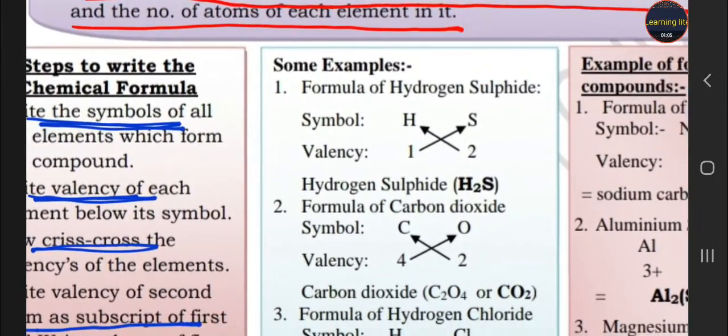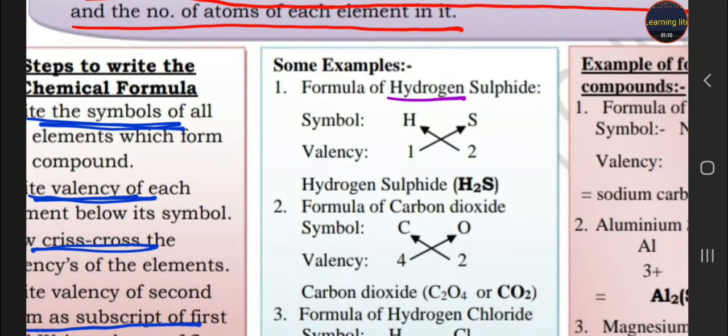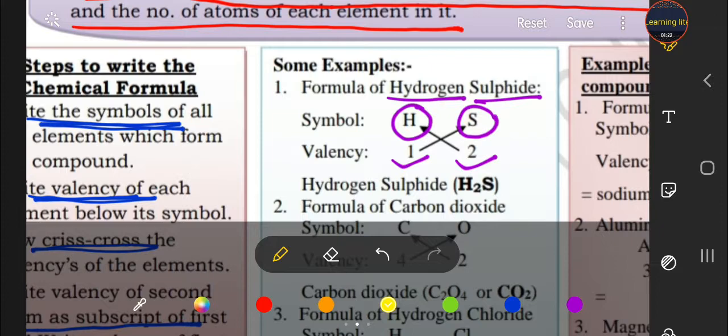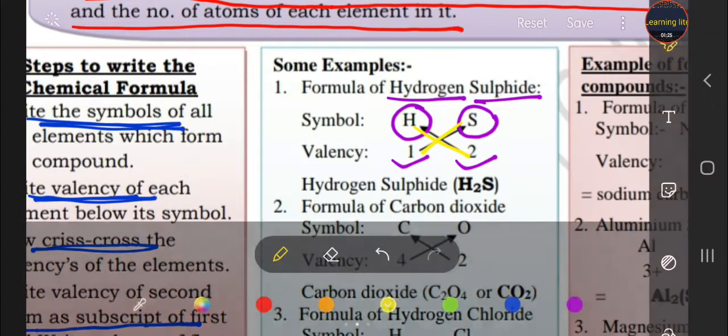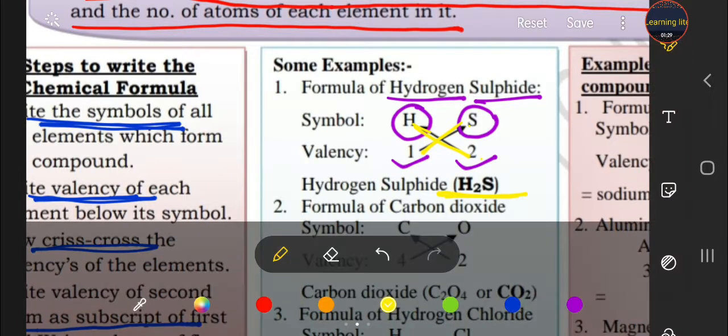See here students, if you have to write the formula of hydrogen sulfide. The symbol of hydrogen is H, and the symbol of sulfide is S. Now second step, write the valency. The valency of hydrogen is 1, the valency of sulfur is 2. The third step, crisscross their valencies, and after crisscross we get the formula, that is H2S.